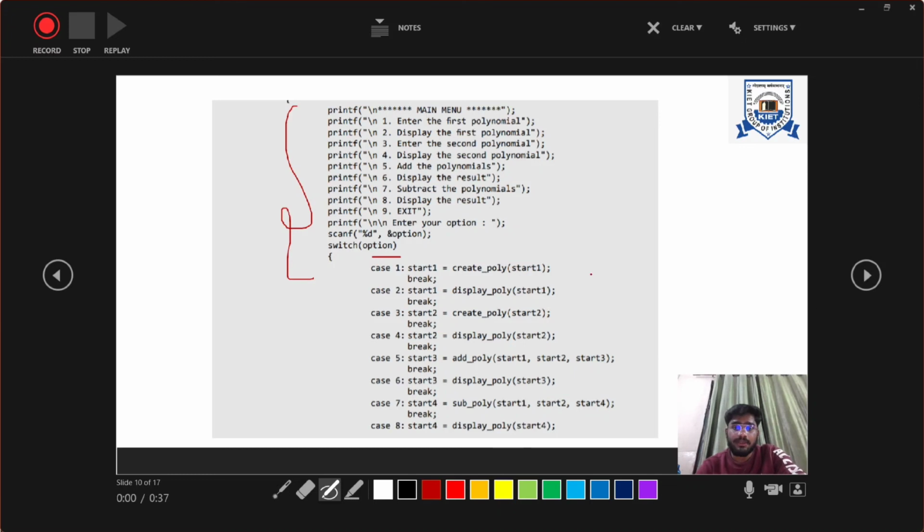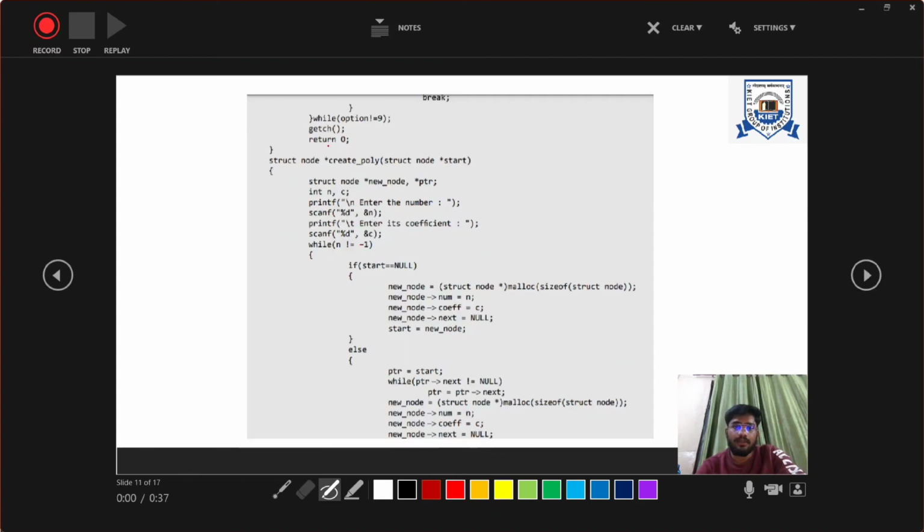And there are several functions: first of all we will create a polynomial, display the polynomial, create the polynomial 2 and display the polynomial 2, addition of polynomial 1 and 2, and display, and we will display in the third one. And there will be a sub polynomial like this, and to display that sub polynomial. While the option is not equal to 9, we will return 0.